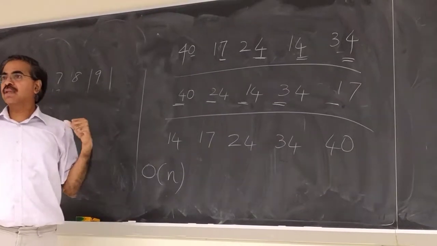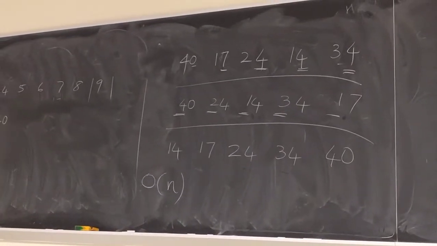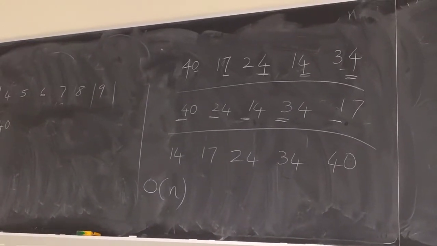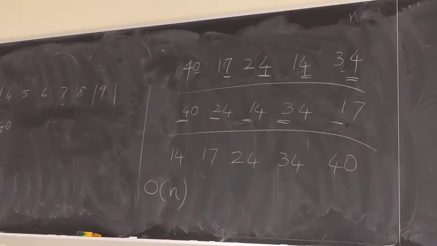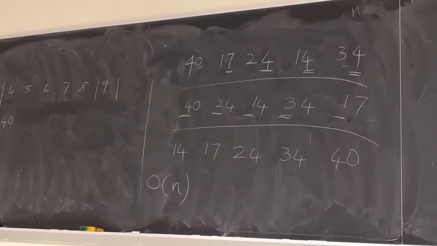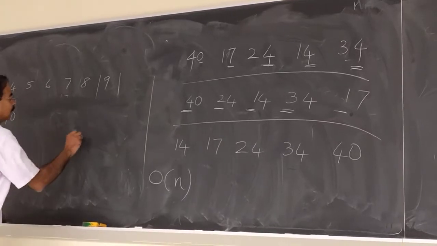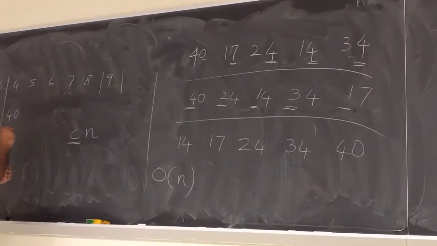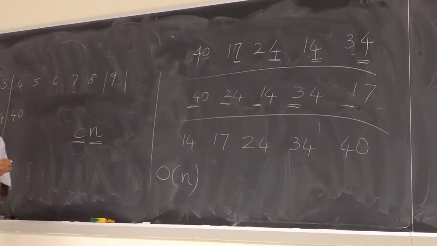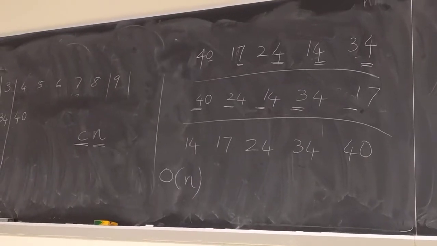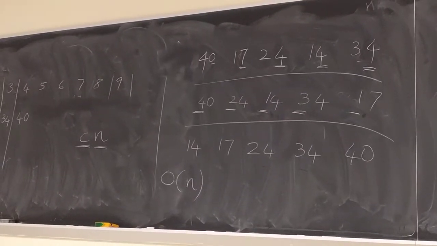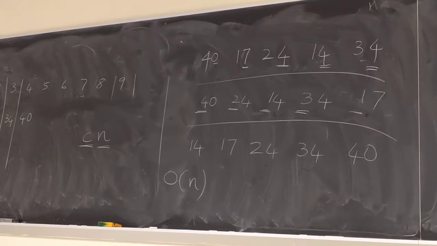And each of those steps requires only linear time, right? So you compare the number, put it into the right bin, right? So you repeat this C times n, right? So C is the number of digits, and N is the number of elements you want to sort. So in Cn time, you have finished sorting, okay?